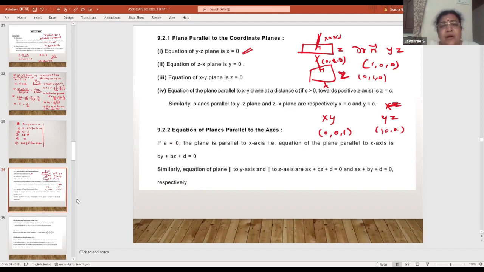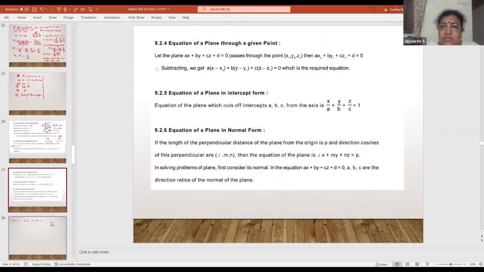And I was telling previously that I could go back and discuss the equation. Here, the equation of the plane parallel to the x-axis: it won't intersect the x-axis, so only y and z will be there. The x term will not be there because that is 0 into x. So by + cz + d = 0. Similarly for parallel to the z-axis and parallel to the y-axis. This concept introduction we can give to the children.